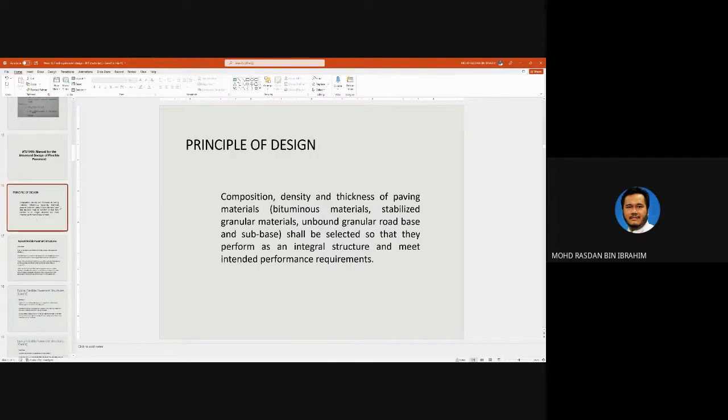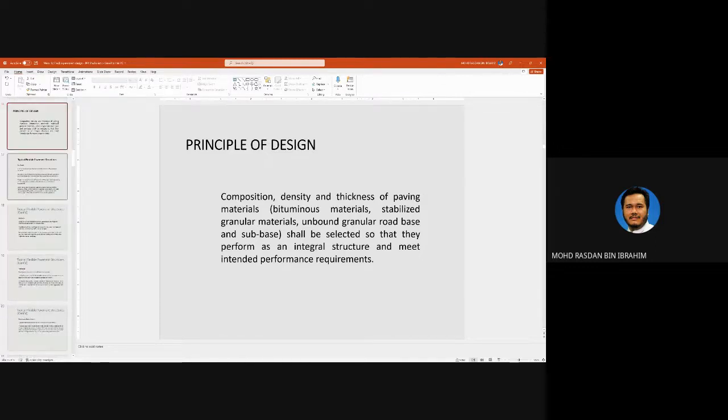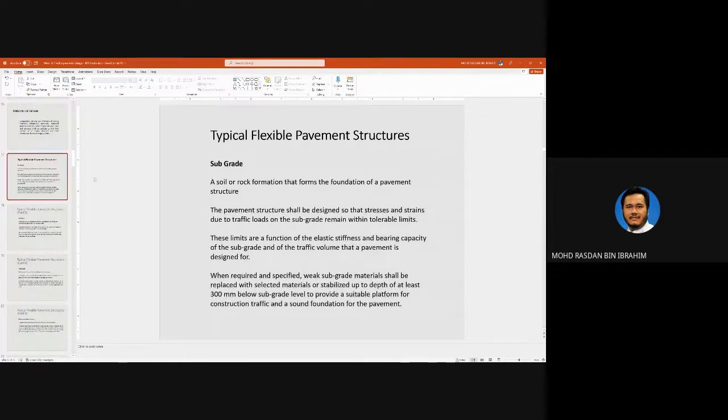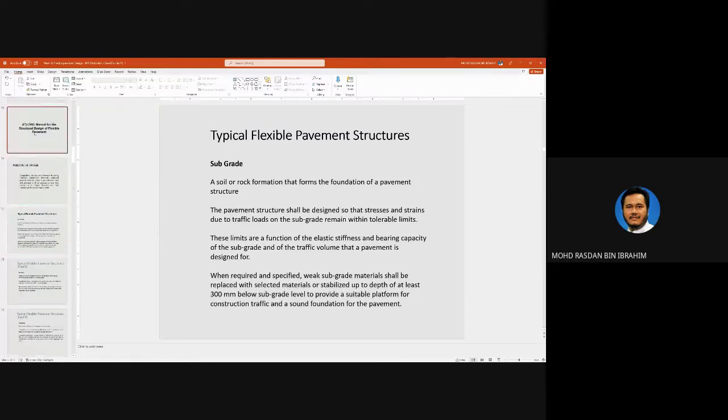So the principle of design is that we assume the composition, density, and thickness of the entire layering of paving materials, whether it is bituminous, stabilized granular materials, or unbound granular materials for road base and sub base, shall be such that they perform as an integral structure and meet the intended performance requirements. So again, this is a bit of a refresher of last week's content. This actually came from Arahan Teknik Jalan.